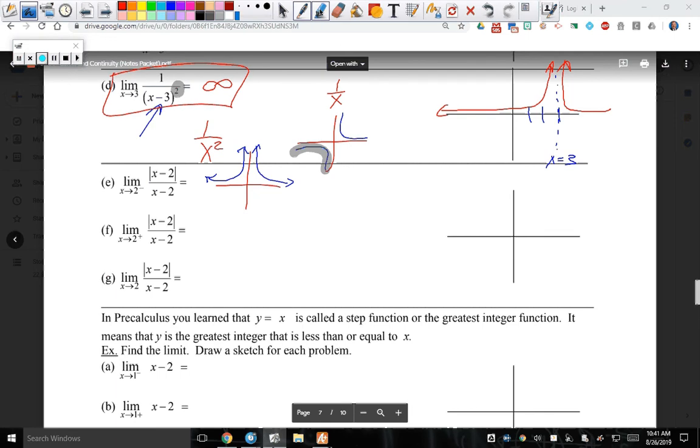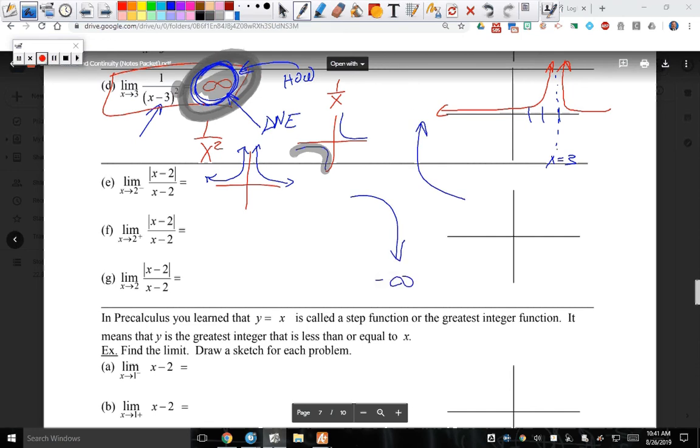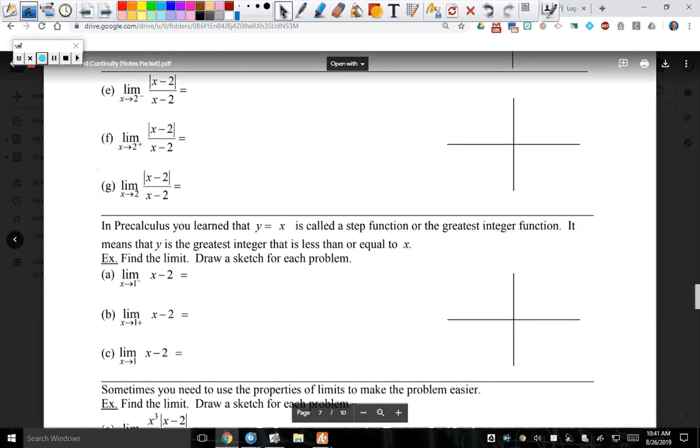Now, I want you to put this on the test, I want you to put this on the AP exam. But how would you answer this in a college class? It does not exist. We just say how it does not exist. Okay? All right. Because if we put D and E, we're talking about that they approach at different ones. That's our way of showing D and E. Okay. Let's go to this example.